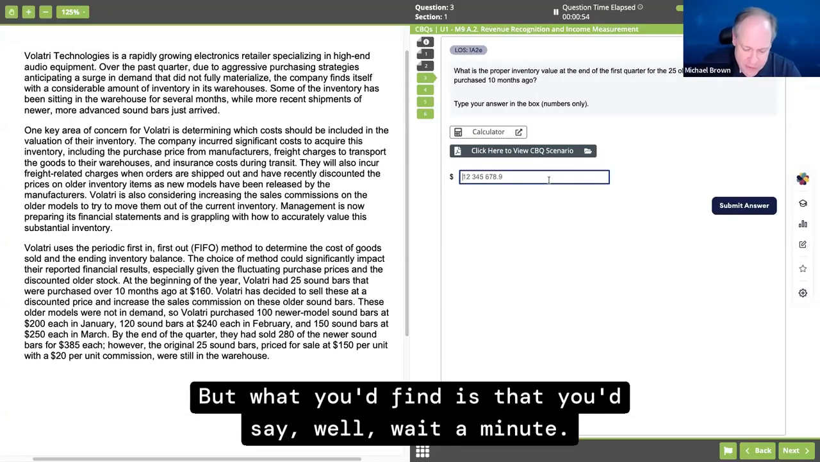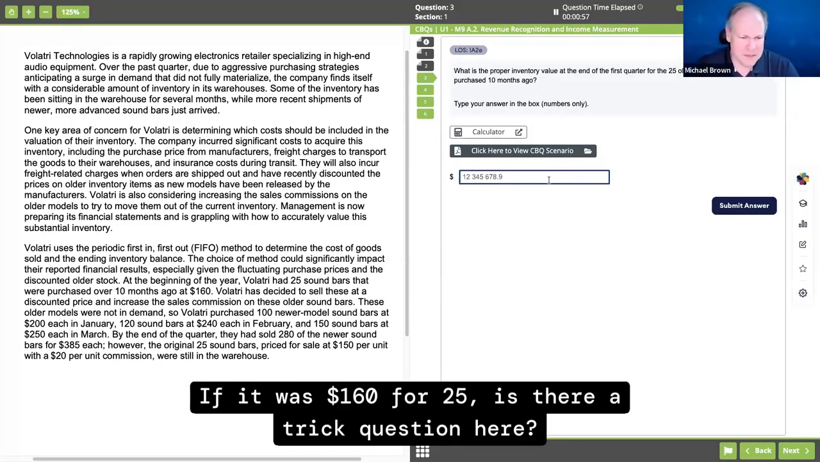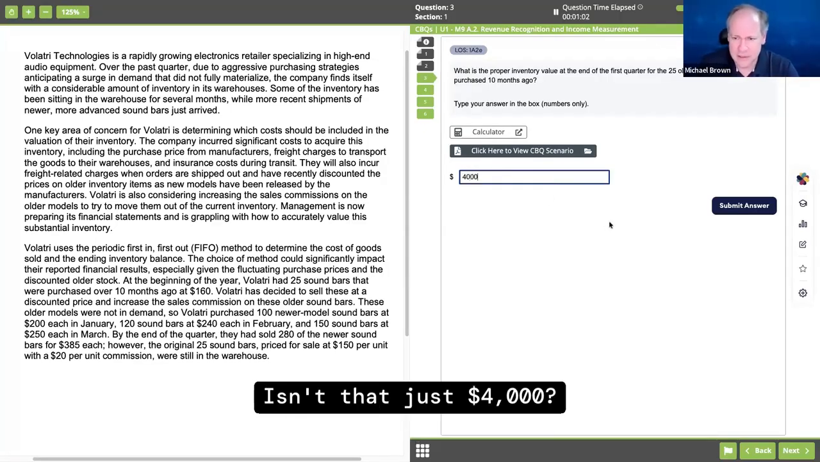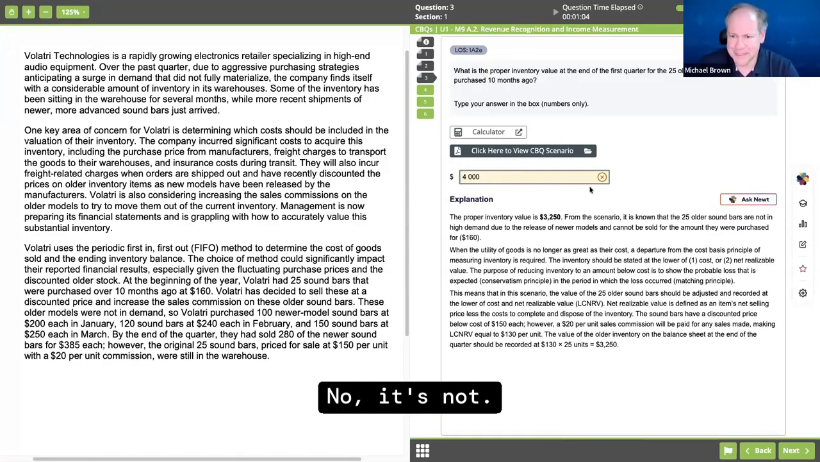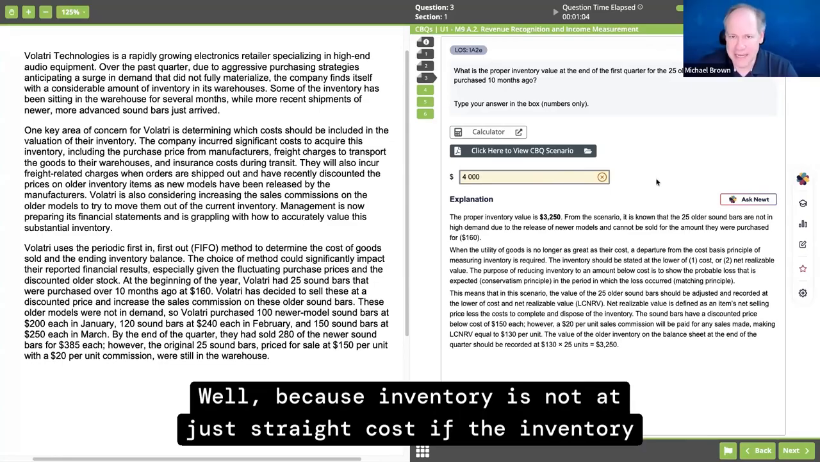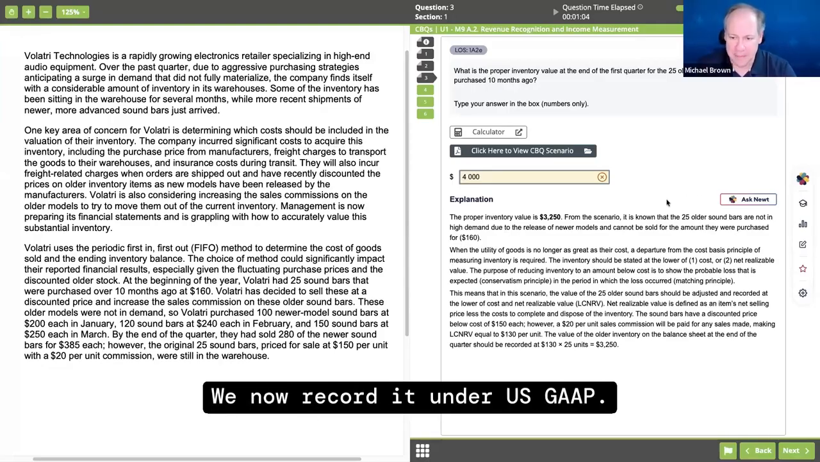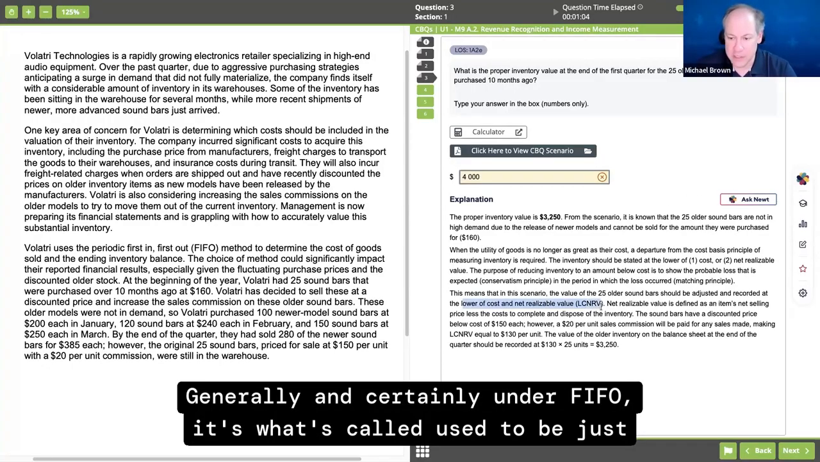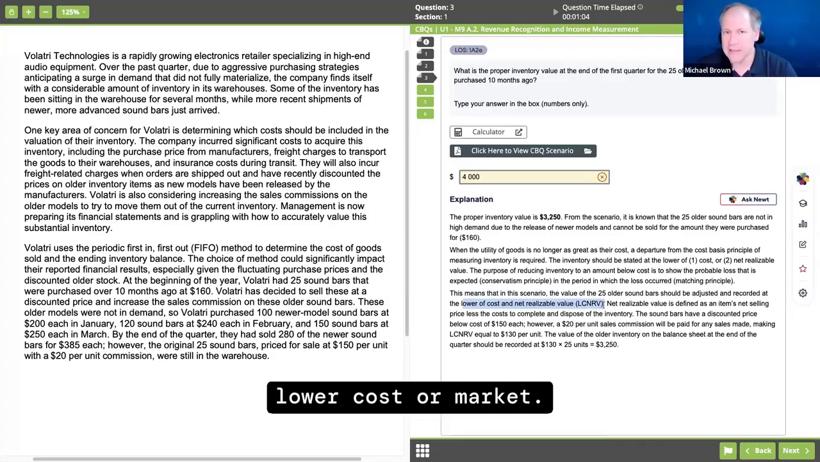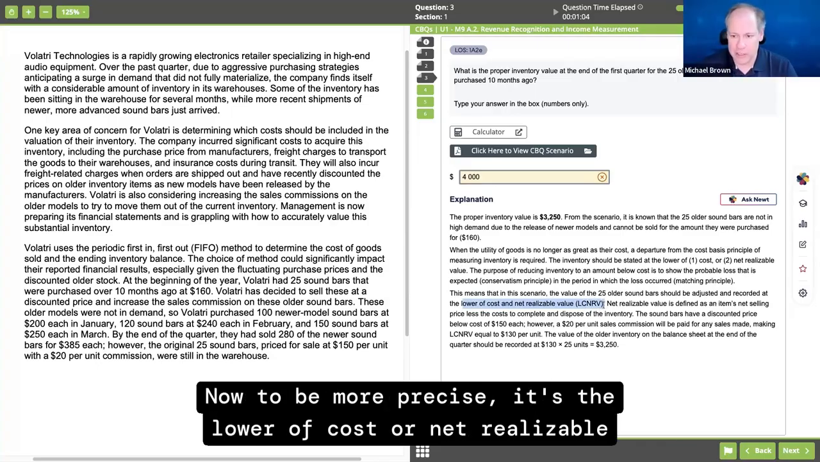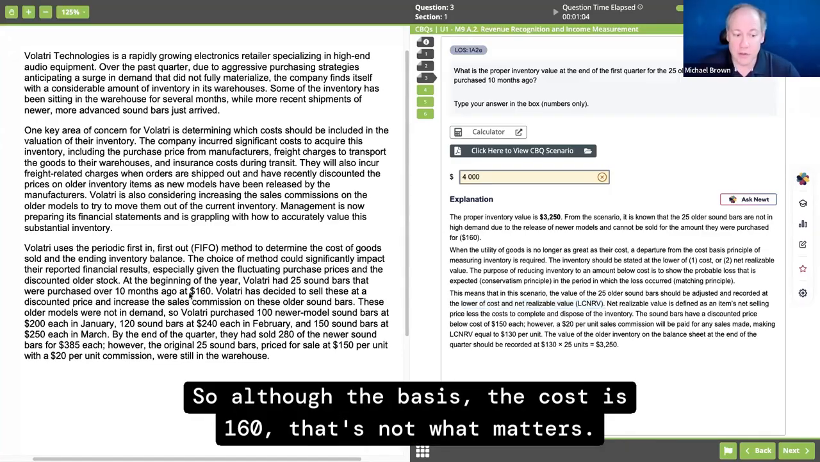But what you'd find is that you'd say, well, wait a minute. If it was $160 for 25, is there a trick question here? Isn't that just 4,000? No, it's not. Why? Because inventory is not at just straight cost if the inventory has declined in value. We now record it under US GAAP, generally, and certainly under FIFO, at what used to be called lower of cost or market. Now, to be more precise, it's the lower of cost or net realizable value. So although the cost is 160, that's not what matters.